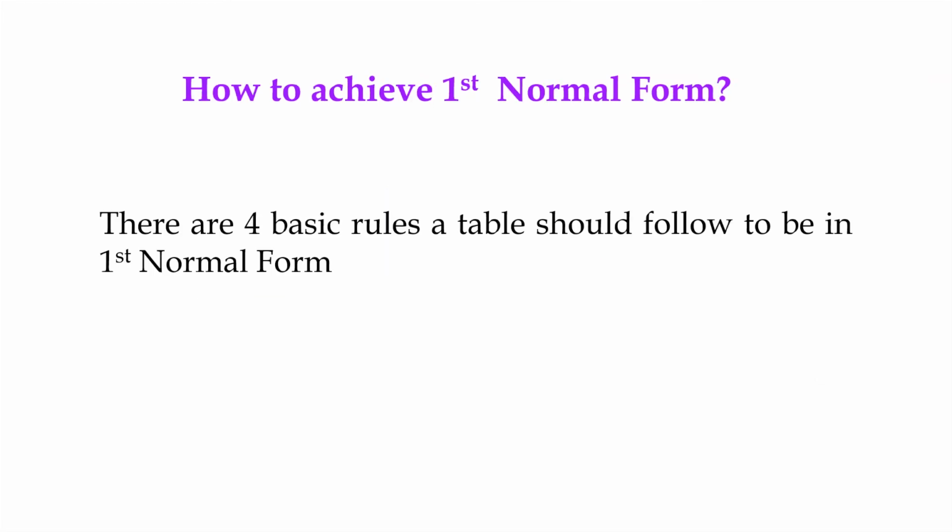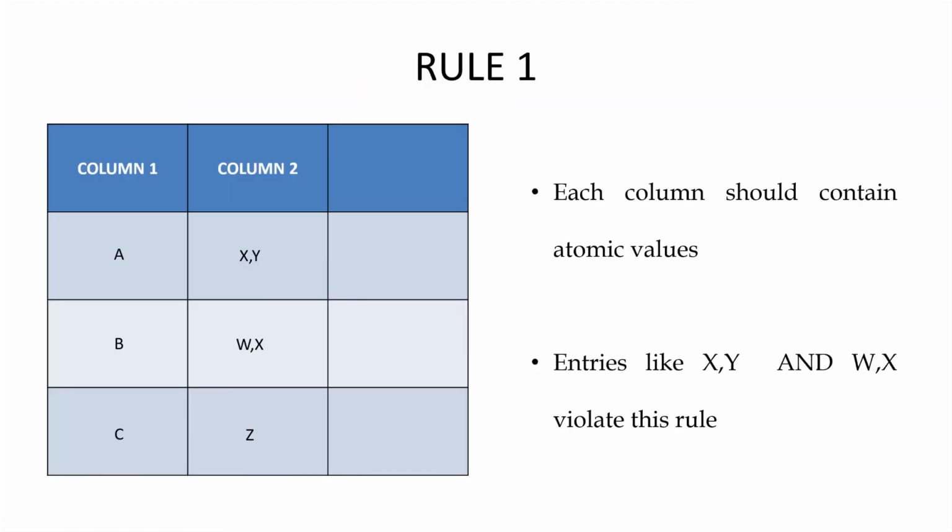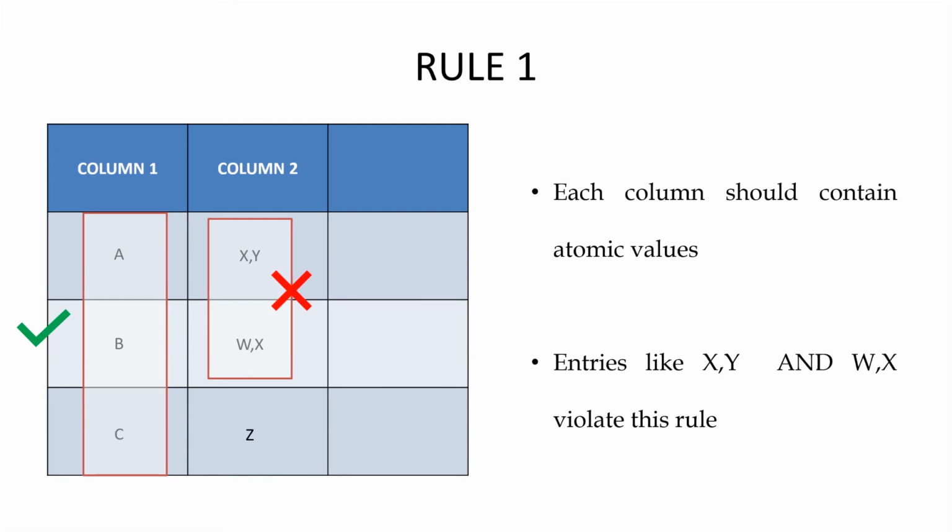Now, how to achieve a first normal form? In order for a relation to achieve a first normal form, it has to satisfy four basic rules. What are they? Let us see. Rule number 1 is each column should contain atomic values, that is single values only. Entries like x, y, w, x in column 2 are not allowed and violate the rule. So, this is rule number 1.